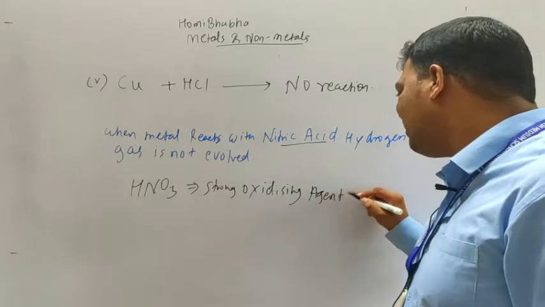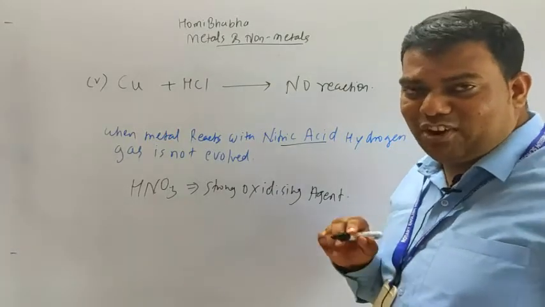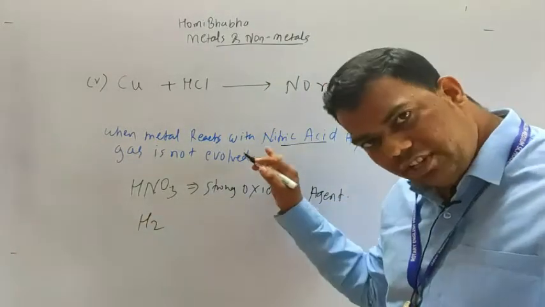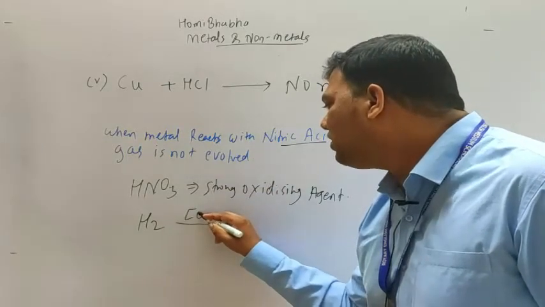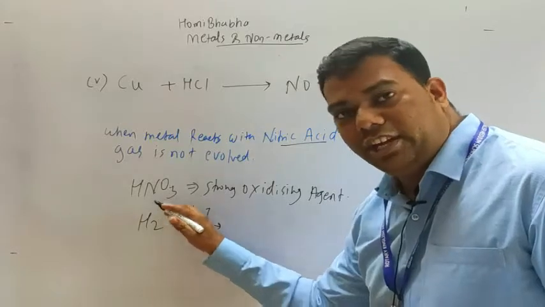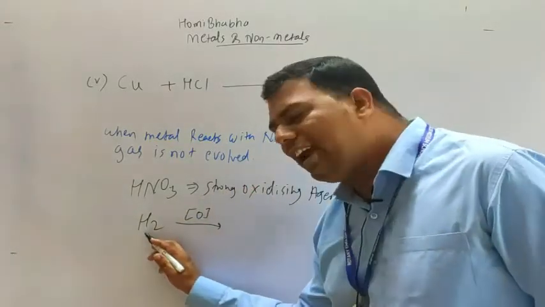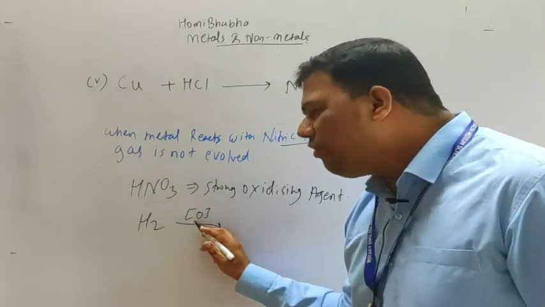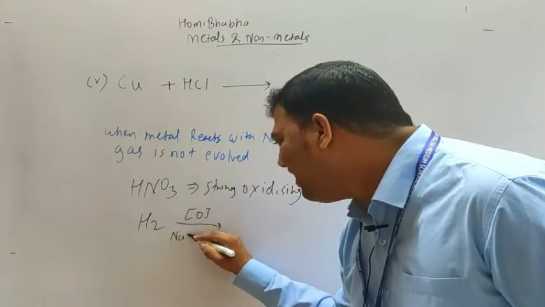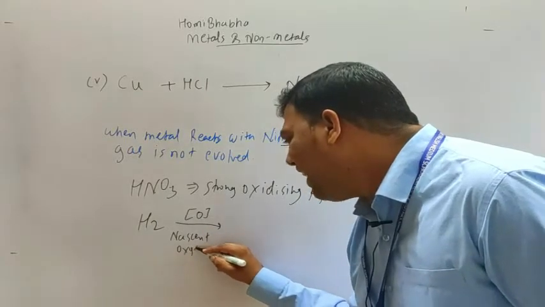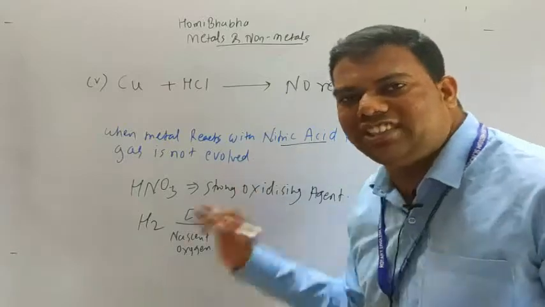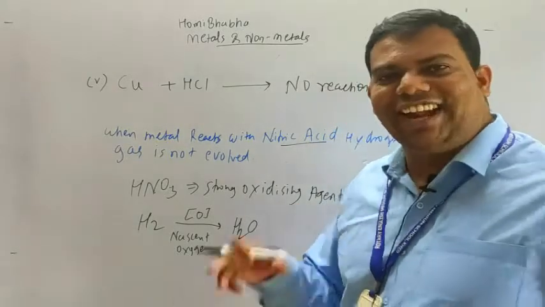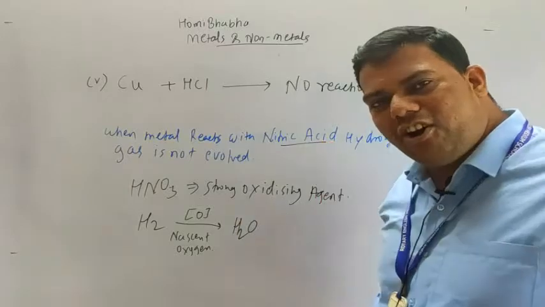Strong oxidizing agent. So what does strong oxidizing agent mean? Nitric acid is a super oxidizing agent. Whatever hydrogen gas is evolved in this reaction combines with the oxygen from the nitric acid, which evolves nascent oxygen, and this nascent oxygen's purpose is to oxidize. Then what will happen here to the H2? Understood? So when a metal reacts with nitric acid, it does not evolve H2 gas, because what will happen?